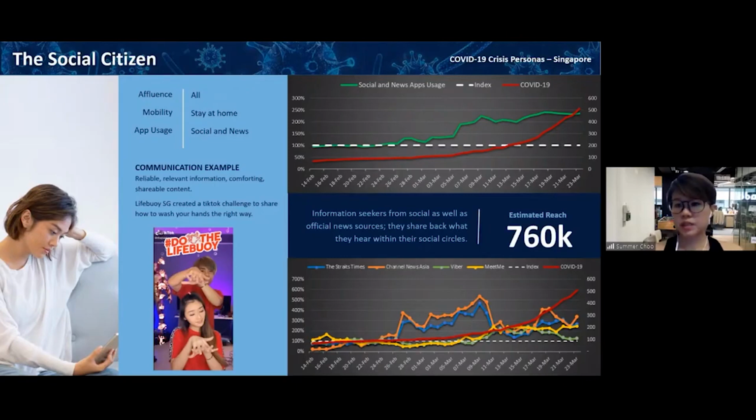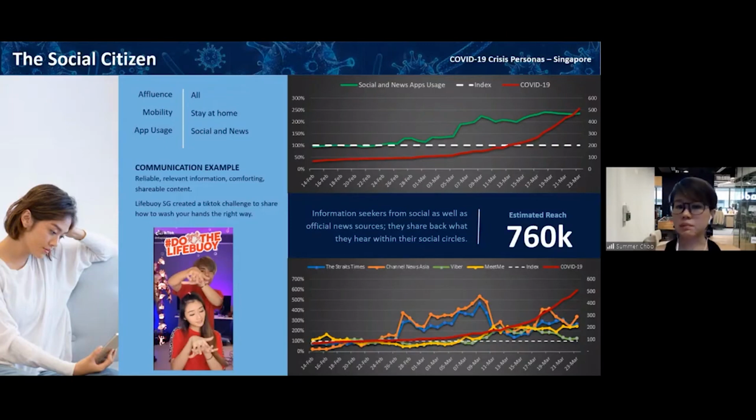But what was interesting to us was Viber and Meet Me was actually the top applications that were being used as well. And this clearly shows that people are still, other than connecting to the news, people still feel the need to communicate virtually with their friends or meet up with new people.